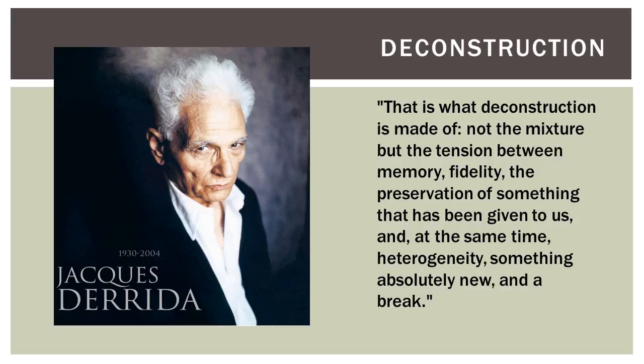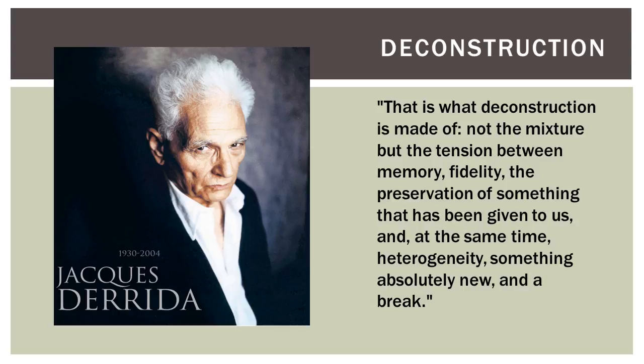So in the second half of this lecture, we are going to look closely at three different versions of postmodernism, one being that of Jacques Derrida and his focus on this method of deconstruction. Derrida focuses on texts: religious texts, historical texts, literary texts, economic texts. He is focused on the way that texts are used as authoritative in the Western tradition, not just in modernism, but all throughout the Western tradition. So he says this about deconstruction: this is what deconstruction is made of. Not the mixture, but the tension.